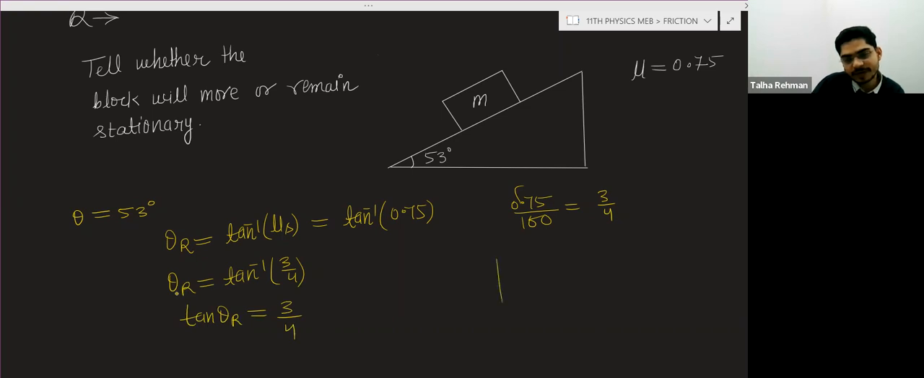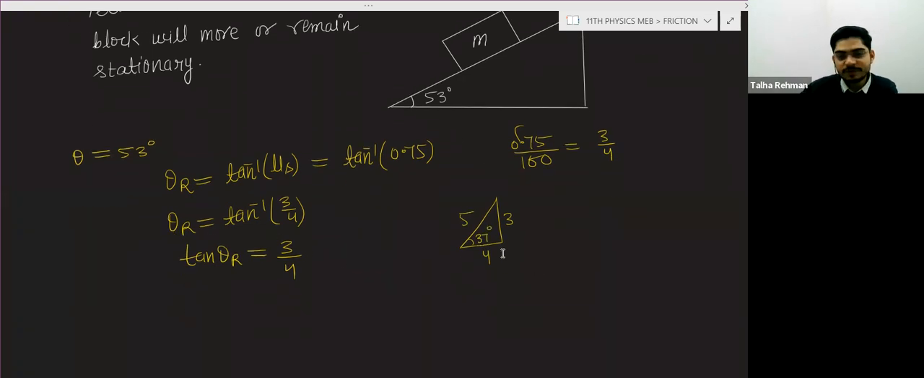I have told you there is a special triangle with sides 3, 4, 5, where this angle is 37 degrees. So tan theta r is equal to 3 by 4, and the angle for that is 37 degrees. So your angle of repose will be 37 degrees. Now you can check: theta is greater than theta r.